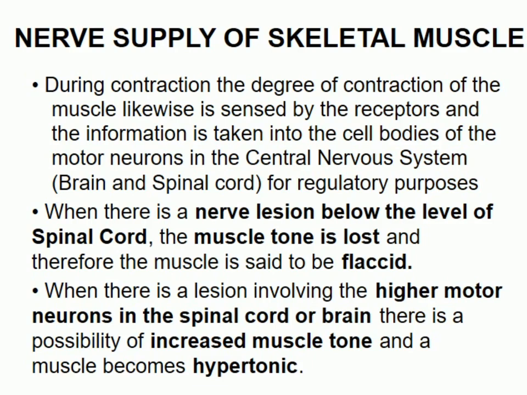And when there is a lesion involving the higher motor neurons, kwa hiyo lower motor neuron, higher motor neuron, that is physiology, we discuss it more in physiology, or even in neural anatomy. Just stay with me, then we discuss it in neural anatomy. So when there is a lesion involving the higher motor neurons in the spinal cord or brain, there is a possibility of increased muscle tone, and the muscle becomes hypertonic. Hypertonic, hyper means above or excessive. So hypertonic muscle manake muscle itakuwa inacontract muda mwingi, ile tone ya muscle ya kawaida itakuwa imeongezeka, and it's because of the lesion of the nerves above the level of the spinal cord, either in the brain.